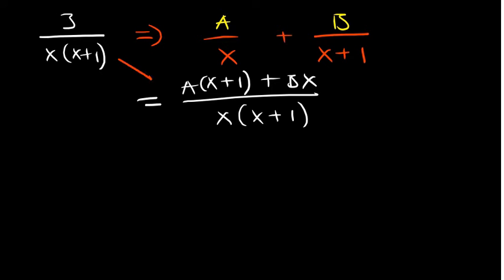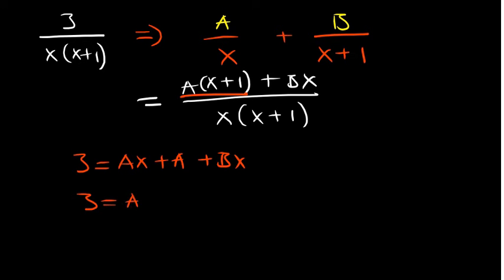Remember, this is equal to that. The denominators are the same, so we need to equate the numerators. So we have 3 being equal to A(x + 1), or I can go direct by multiplying what we have. A multiplied by that gives ax + a, and then we just have our bx. So we have 3 being equal to ax plus bx, and then plus our a.